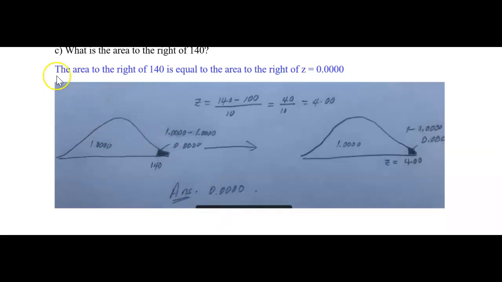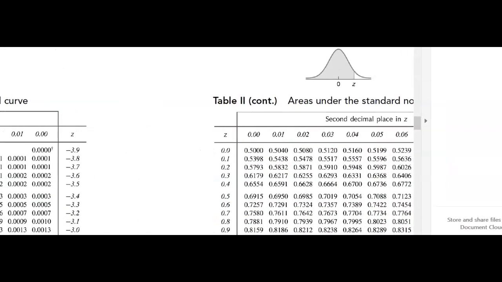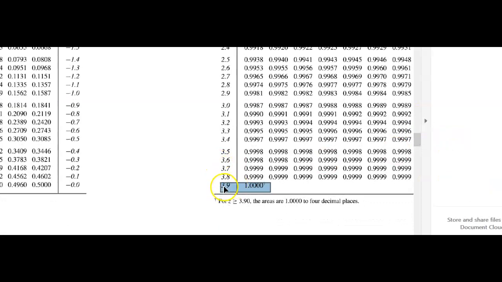Okay everyone, so I went back and I corrected this question. The error was here, it was written incorrectly. So we want to find the area to the right of 140. 140 has a z-score of 4.00. Now the area to the left of 4 is 1, because on the table at 3.9 we already have 1. The area to the left of 3.9 is already 1. So if you move beyond 3.9, it will still be 1. You cannot accumulate any more because the area under the entire curve is 1.